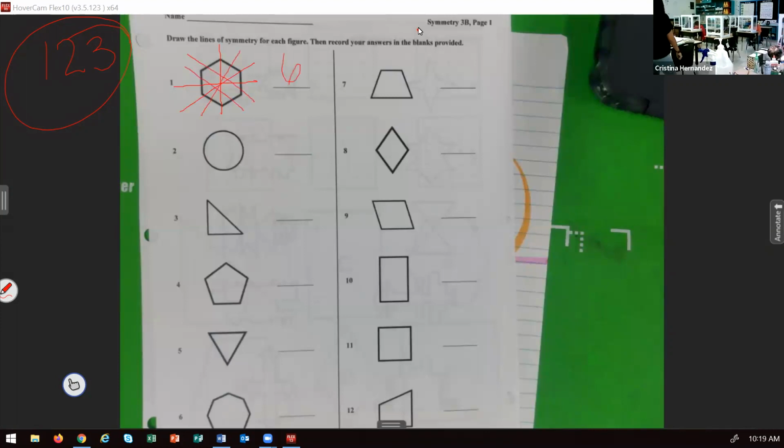A circle. Who thinks they know the answer for a circle? How many lines of symmetry is a circle? 0. Not 0. Can it be divided? Yes. Infinite. Infinite amount. Exactly, an infinite amount. It's got more than 2. It can be divided a million different ways. It's infinite. It's going to be a word. Infinite.